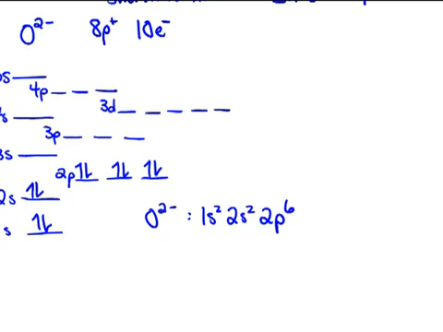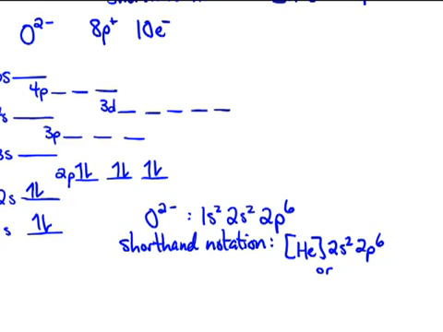Now when I write the shorthand notation, I have 2 options. I can write according with the He as the core, or since it has 10 electrons, the noble gas neon has 10 electrons. Therefore, O2- has the outside stability for its electrons the same as neon. This explains why O2-, the 2- charge on oxygen, is the most stable ion for oxygen.